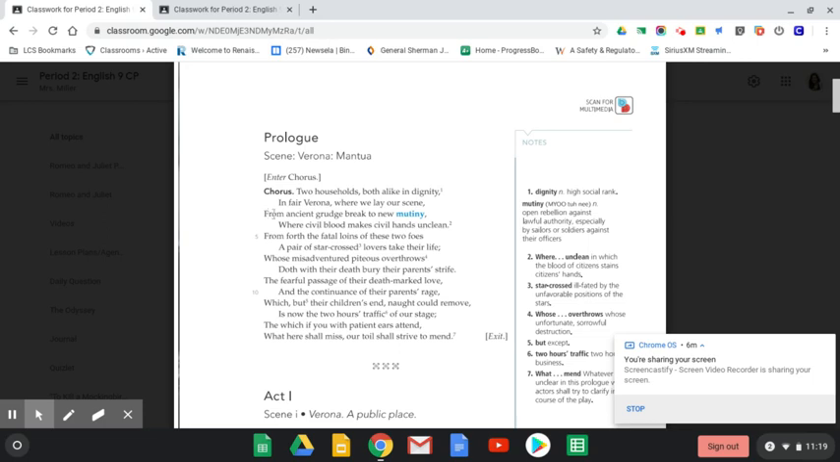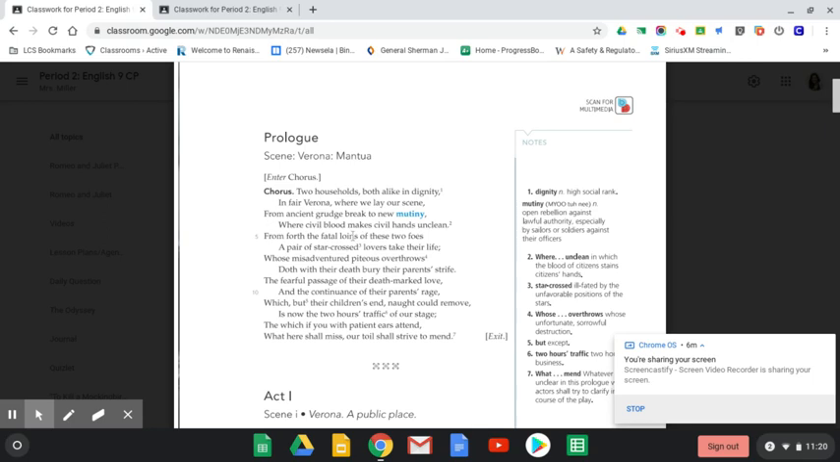And it says, from ancient grudge break to new mutiny. So we have an ancient grudge. These households have had conflict for a very long time. But there's also new mutiny and new problems, awful problems going on based on these grudges. Okay, so it's already letting us know that these families and their conflicts are going to be made worse.